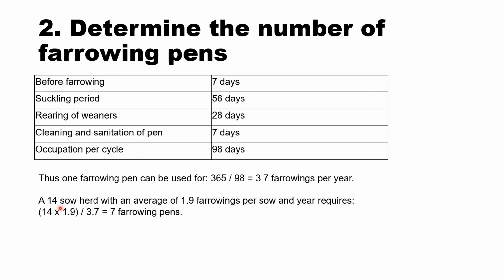Now, doon sa 14 sow herd natin with an average of 1.9 farrowing, so meaning yung 14 na sow natin, each of them can farrow 1.9 per sow per year. So yung computation natin now is 14 times 1.9. So kasi yun yung number of farrowing nila for a 14 sow herd natin, divided by ilang farrowings yung pwedeng maganap doon sa isang pen, which is 3.7, that is equal to 7 farrowing pens. So meaning, yung 14 sow herd natin, yung kailangan niya na farrowing pens is nasa 7.